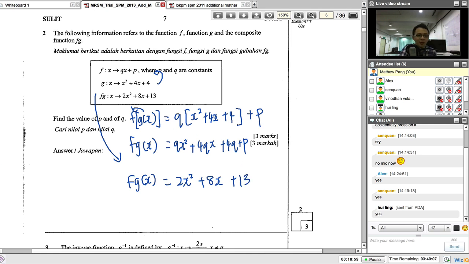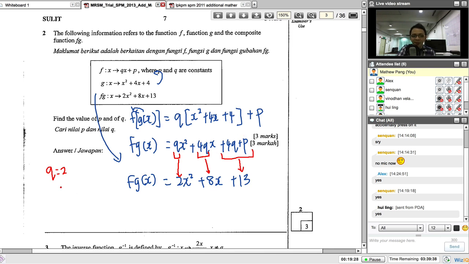So when we do the comparison, something which we must know here is this one is without x, right? So this one equals to 13. This one is with x power of 1, right? So this one equals to 8. This one with q is with x power of 2, right? So this one equals to 2. Alright, so you must get some idea. So obviously from here I know q equals to 2 from the first comparison. If you don't believe, you can try the second one. 4q equals to 8. q is still equals to 2.